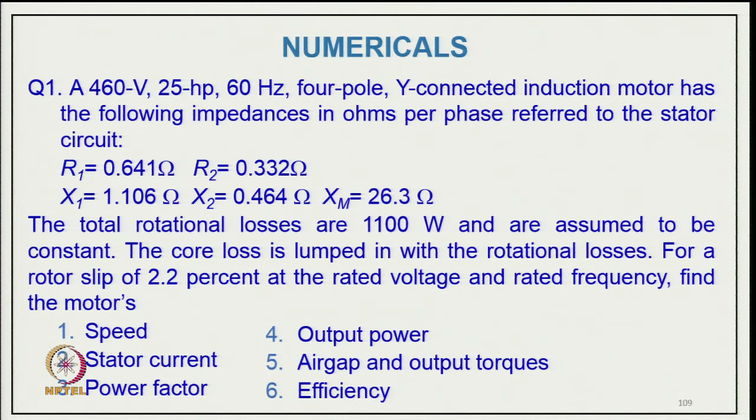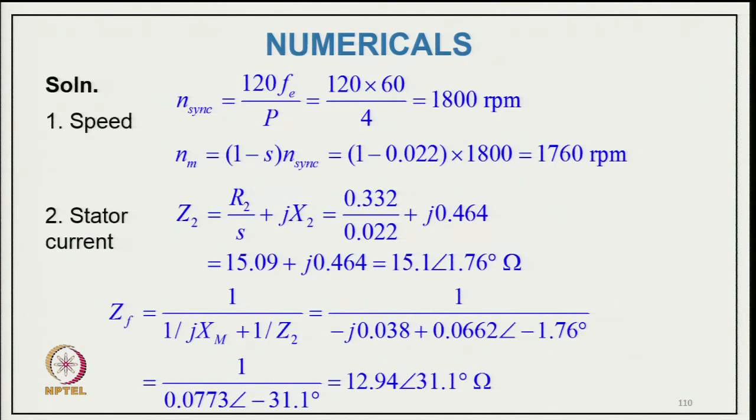So, the total rotational losses are 1100 watt and are assumed to be constant, and the core loss is lumped with these rotational losses. So, for a rotor slip of 2.2% at the rated voltage and rated frequency, find the speed, stator current, power factor, output power, air gap and output torque, and efficiency.